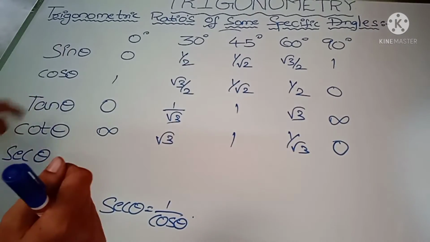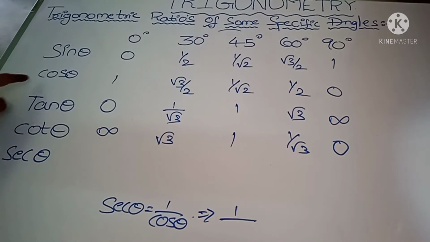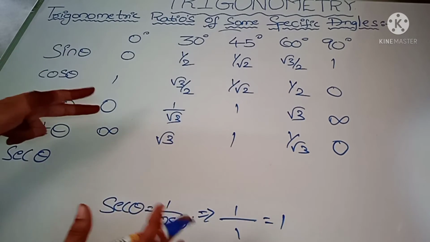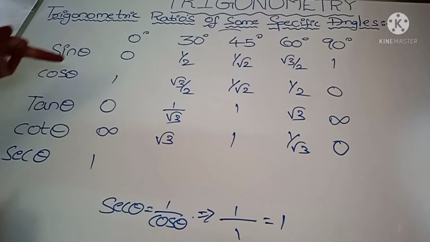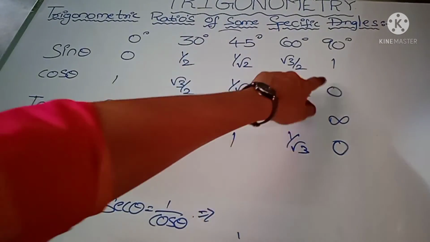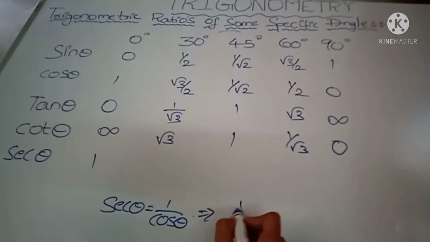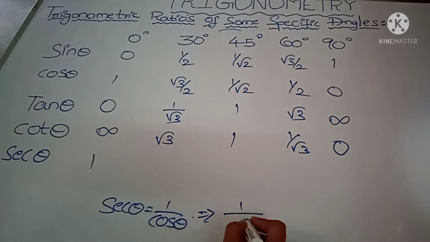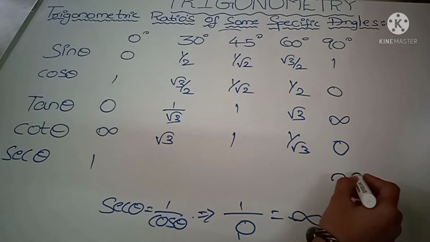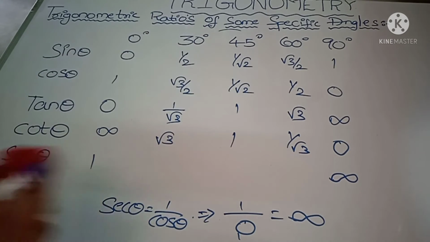First one is secant 0 degrees. What's the value of cos 0? 1. So 1 by 1 means the result will always be 1. So secant 0 is 1. Next one, secant 90. What's the value of cos 90? That is 0. So 1 by cos 90, where the value is 0, is nothing but infinity. Not defined. Infinity.